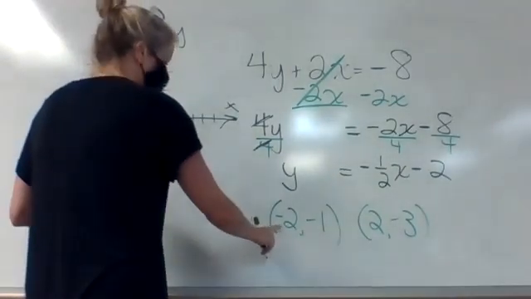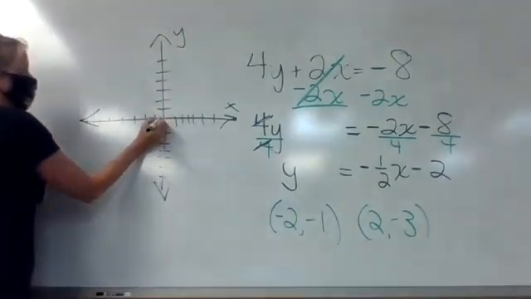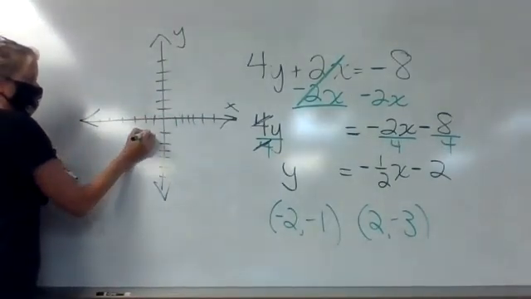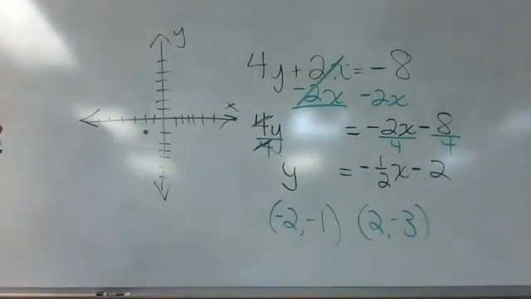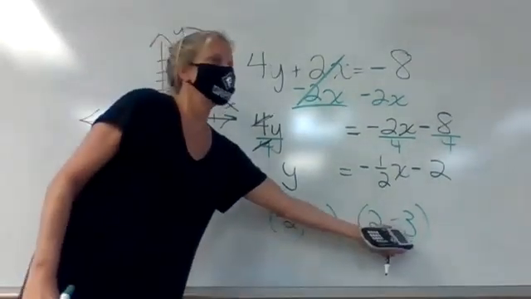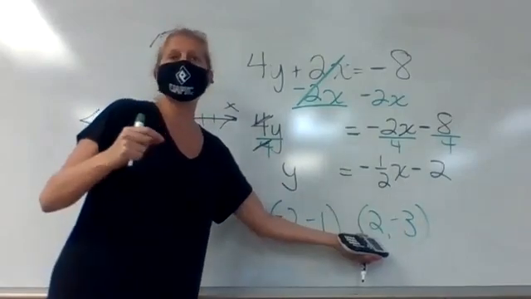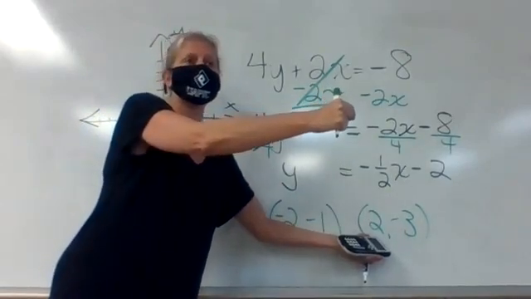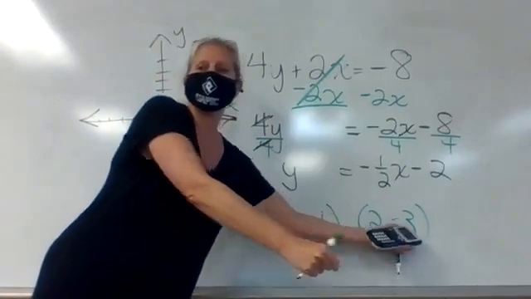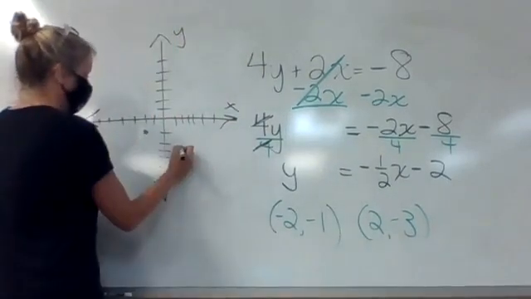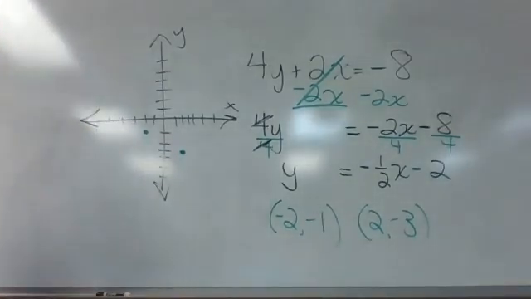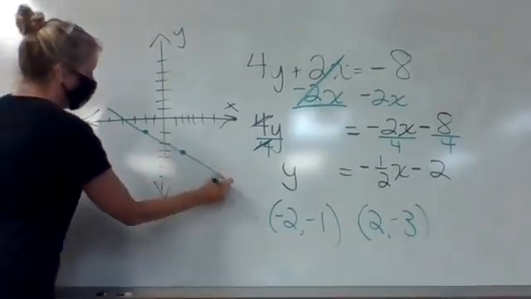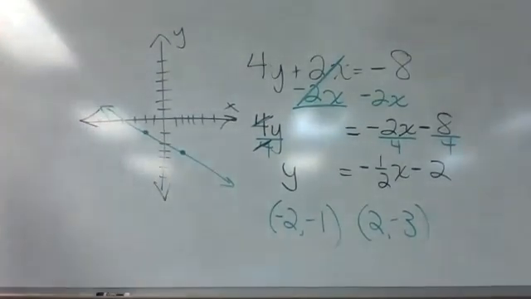So I'll plot this one first. -2, -1, which would mean left 2, down 1. Then 2, -3. My X move this time is +2, so I'll go to the right 2, down 3 for my Y. So right 2, down 3. And then connect them to draw the line.